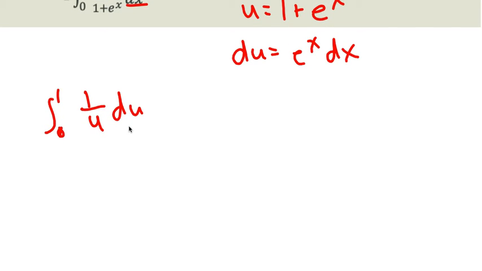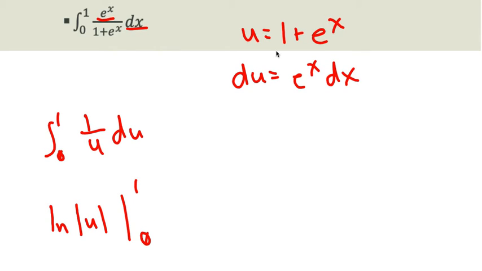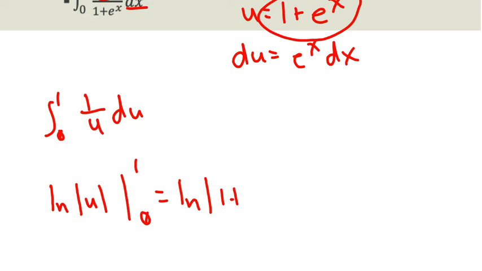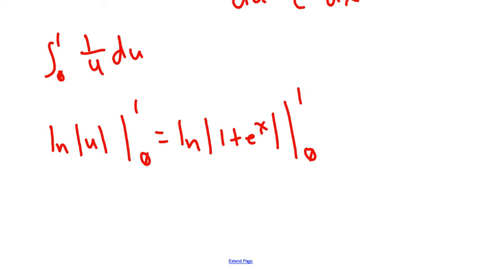What is the integral of 1 over u? Well, that's just ln, absolute value of u, evaluated from 0 to 1. And remember, you could plug 0 and 1 in to change your boundaries, but I'm just going to leave them the way they are. I'm going to say ln, absolute value of 1 plus e to the x, evaluated from 0 to 1. On the next problem, I'll change the boundaries just to give you an example of what happens there.